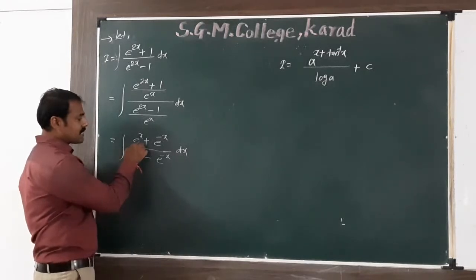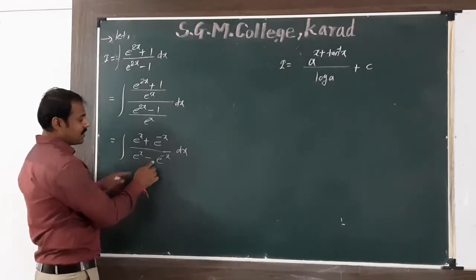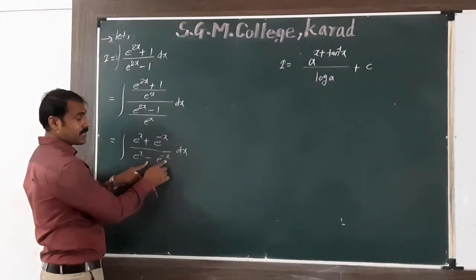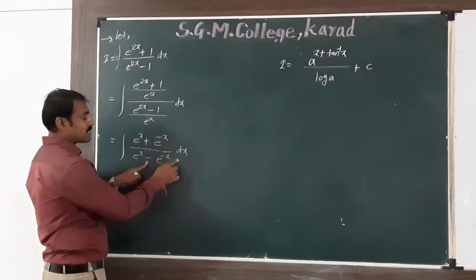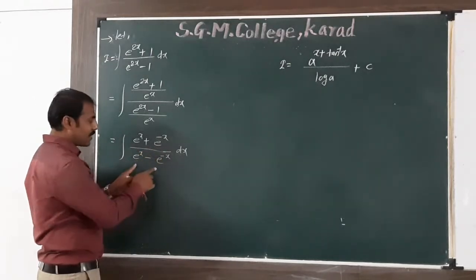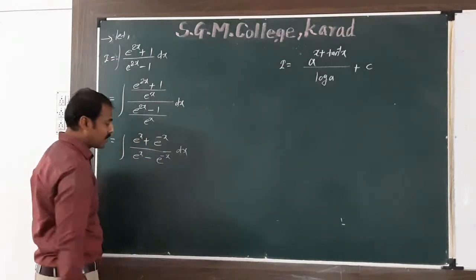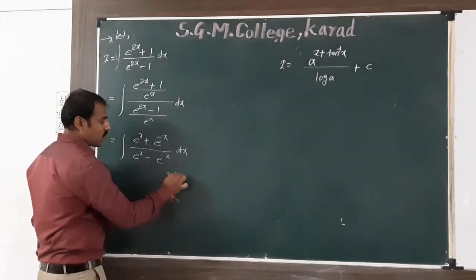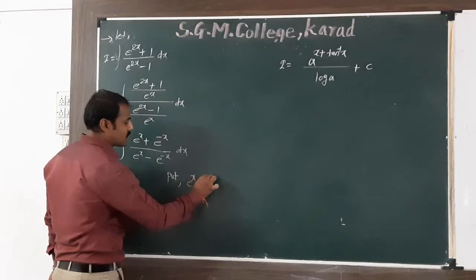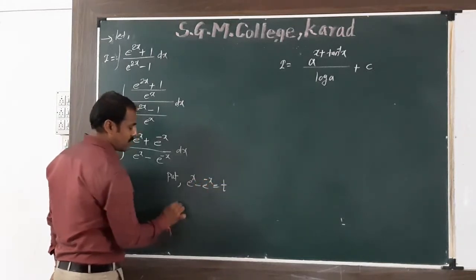The derivative of e raised to x is e raised to x. The derivative of e raised to minus x is what? The derivative of e raised to minus x is e raised to minus x into minus 1. That is, minus minus becomes plus. Okay. The derivative of the denominator is in the numerator. So substitute for the term: put e raised to x minus e raised to minus x equal to t.